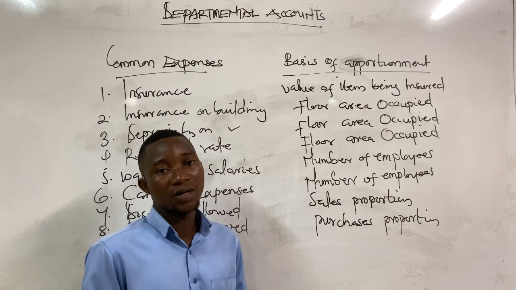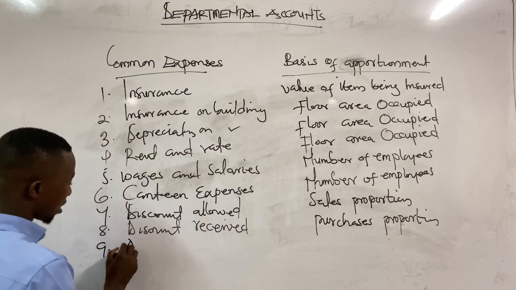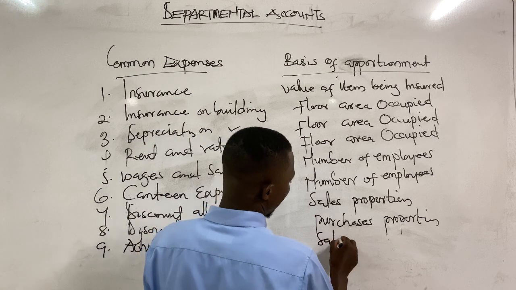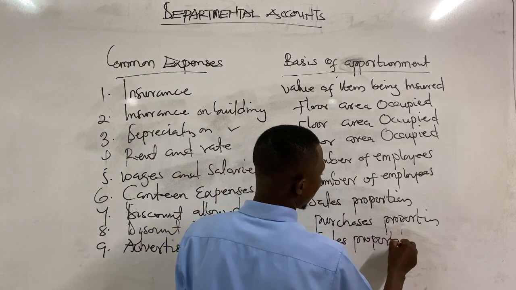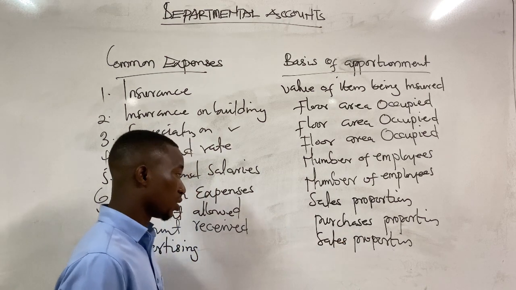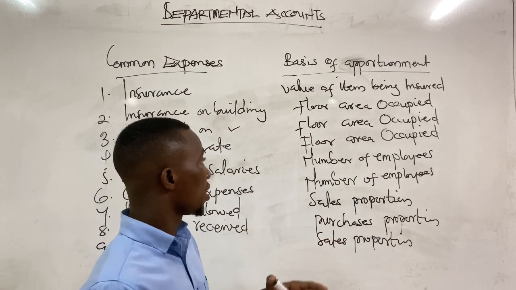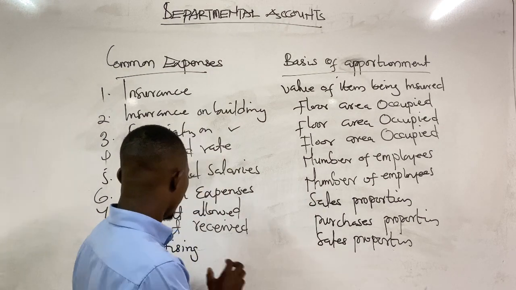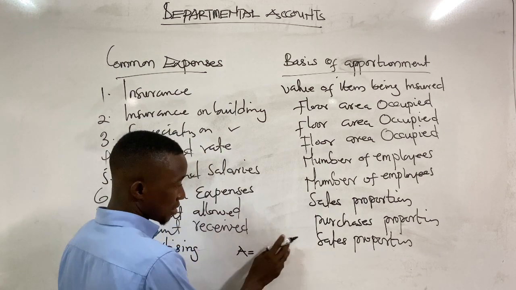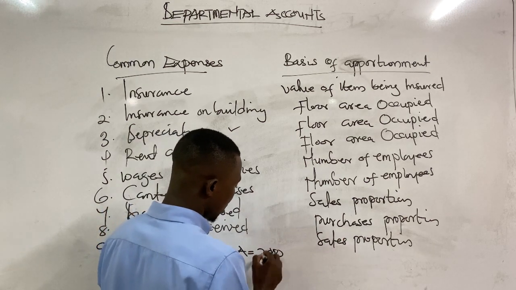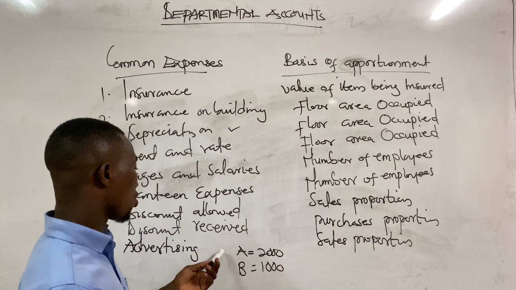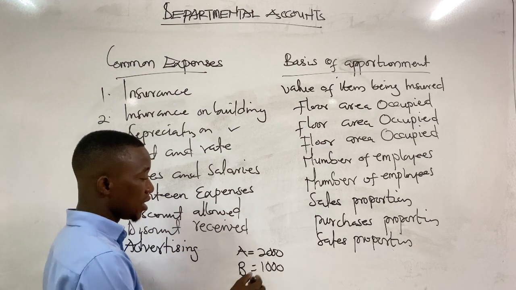Another expense I would like to talk about is advertising. Advertising uses the sales proportion, because we advertise a product to sell. This is just very simple. For instance, when we are to share an advertising cost, and department A has sales of maybe 2,000 and department B made sales of 1,000, we are going to base on their sales proportion to share the advertising cost between these two departments.